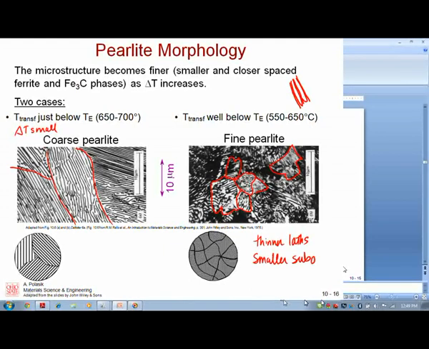What do you think that will do for the mechanical properties? For which one? For the smaller. Okay. So this guy's yield strength is higher. Fine pearlite has a higher yield strength, higher tensile strength, higher hardness than coarse pearlite. But it does have a lower ductility.